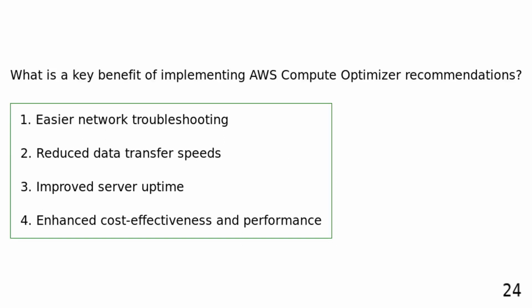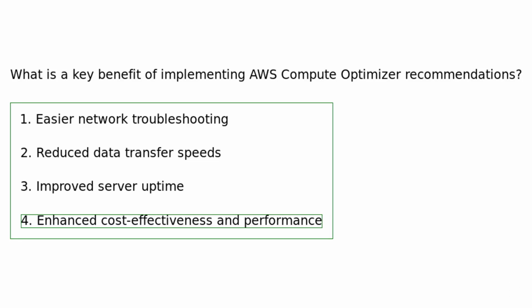What is a key benefit of implementing AWS Compute Optimizer recommendations? Easier network troubleshooting. Reduced data transfer speeds. Improved server uptime. Enhanced cost-effectiveness and performance. Implementing AWS Compute Optimizer recommendations can lead to enhanced cost-effectiveness and performance, aligning resource allocation with actual usage and requirements.